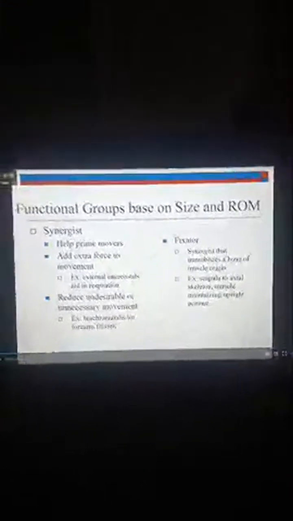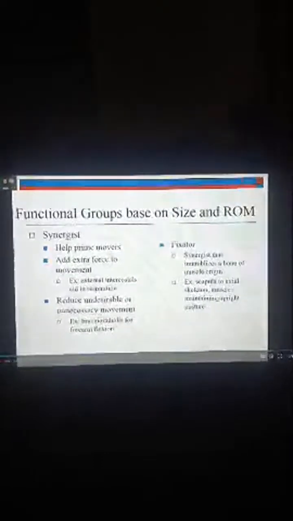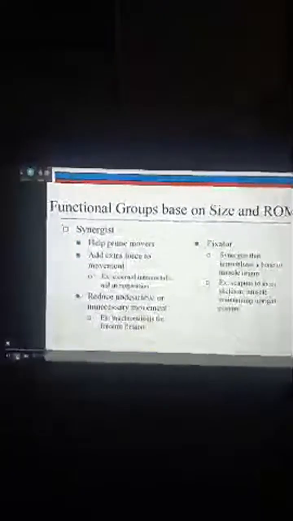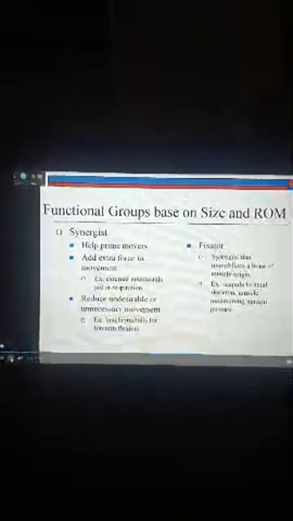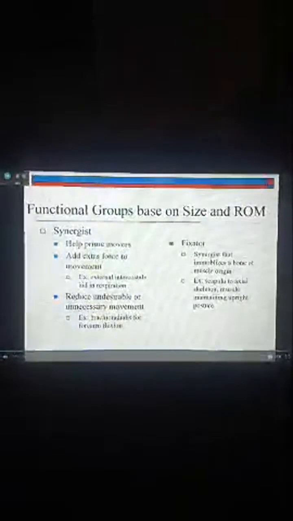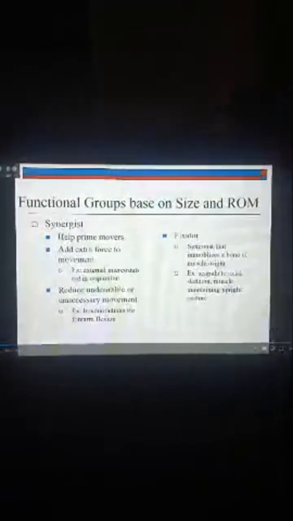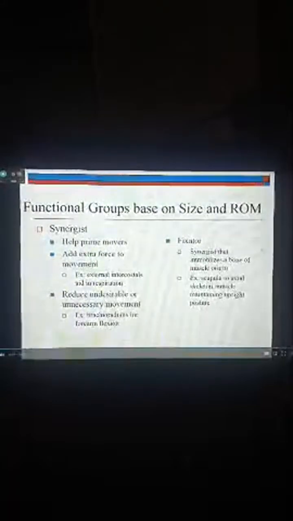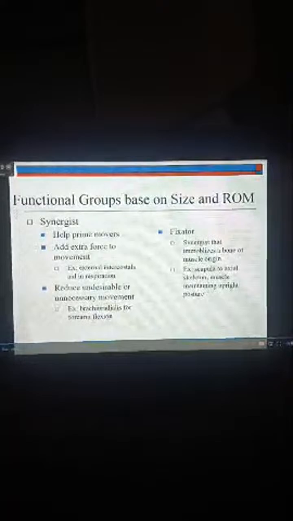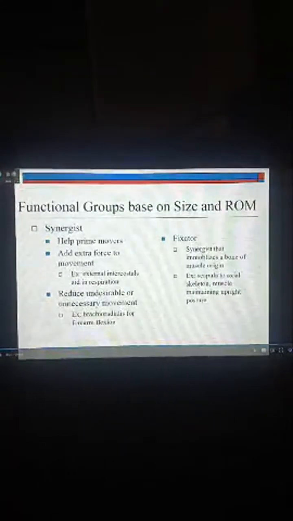A fixator is a special type of synergist that immobilizes the bone and muscle origin. Again, the humerus can move. We have a lot of shoulder muscles that move the humerus, but during forearm flexion, you don't want the humerus to move. You want it to be the origin. So it would have a fixator to keep that in place.